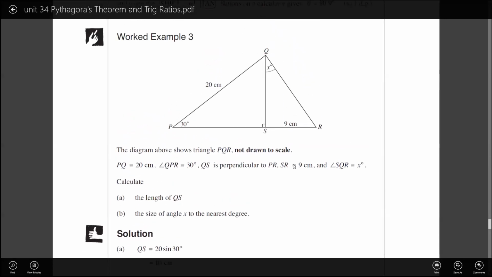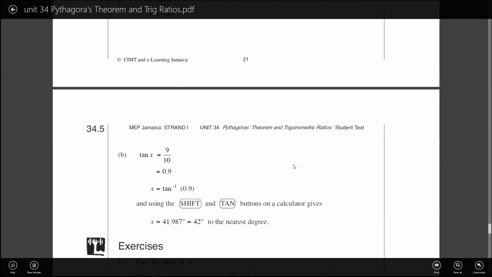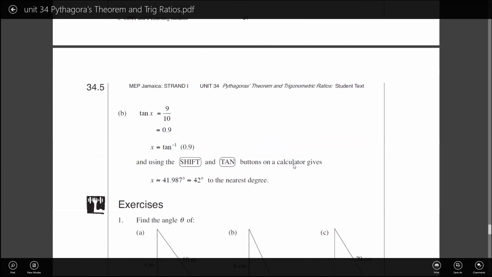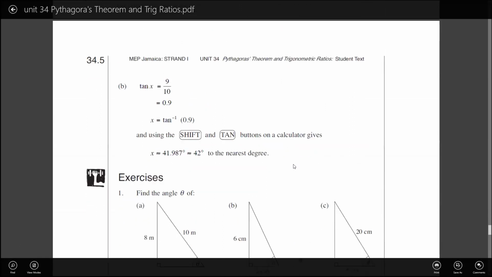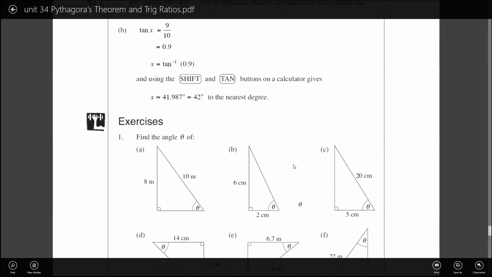So you're finding now tan inverse of 0.9. So theta is equal to tan inverse of 0.9. And you get a number, and that number is 42 degrees. I continue that way, go through, and you do the other questions like that.